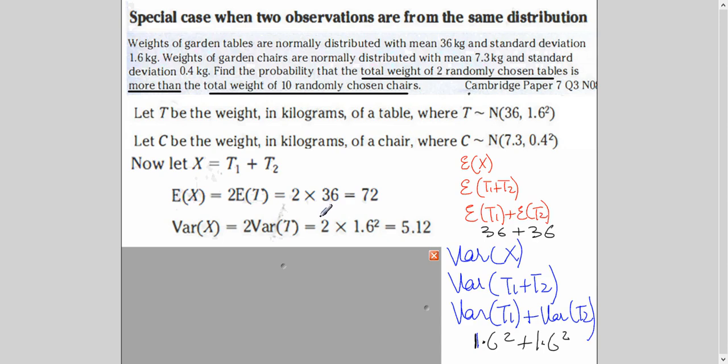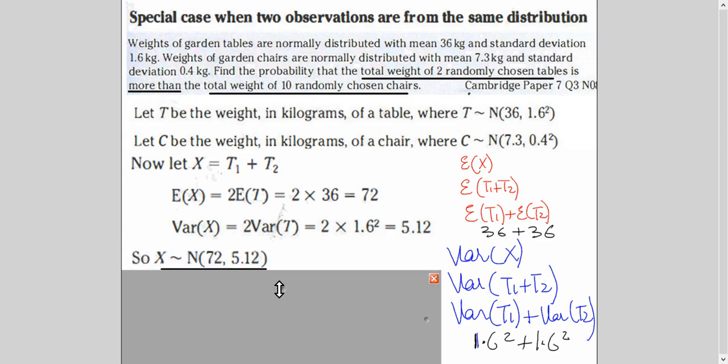So this is the main problem where students get confused. Either we will square it or not. Here we don't need to, because we are taking two independent items, two tables here, and we are adding up their variance, right? Now, let's talk about 10 chairs. Okay, so we have gotten the distribution for two tables, which is this.